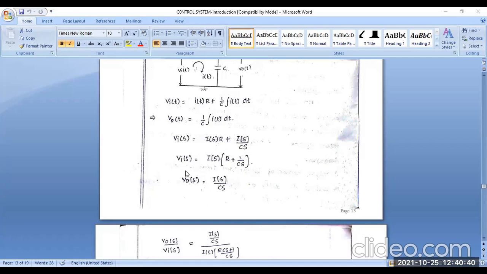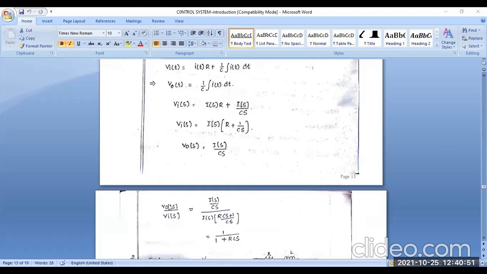So now we have to calculate the gain, or the ratio of the transfer functions. What is the gain? It is output by input. So we write V output(s) divided by V input(s), output by input. Put in the values from here: output I(s) by CS, and input I(s) into R plus 1 by CS.